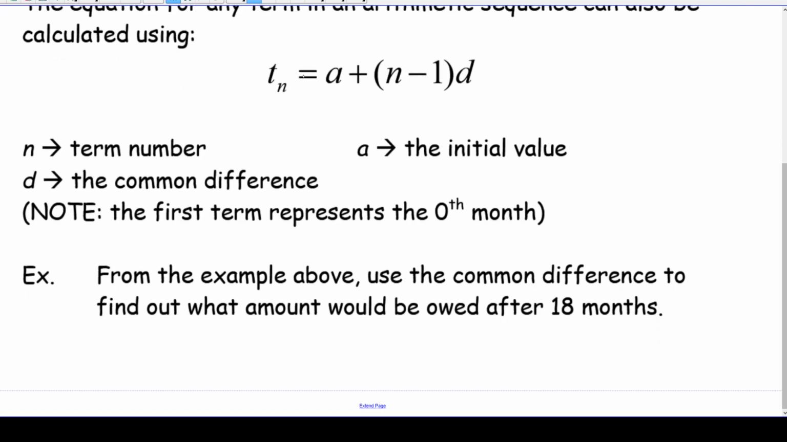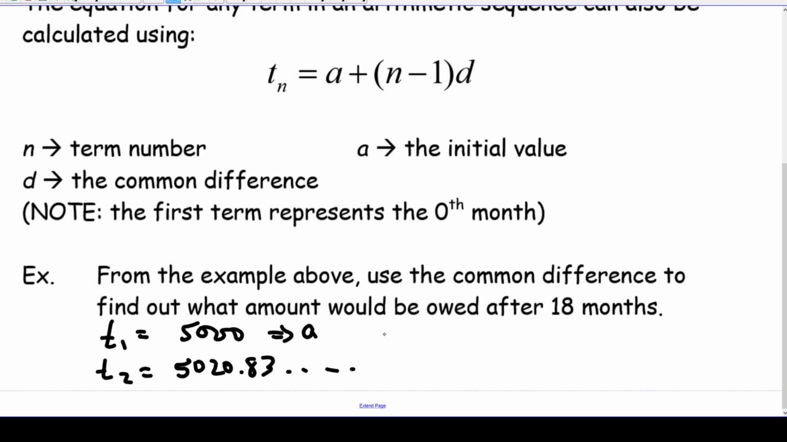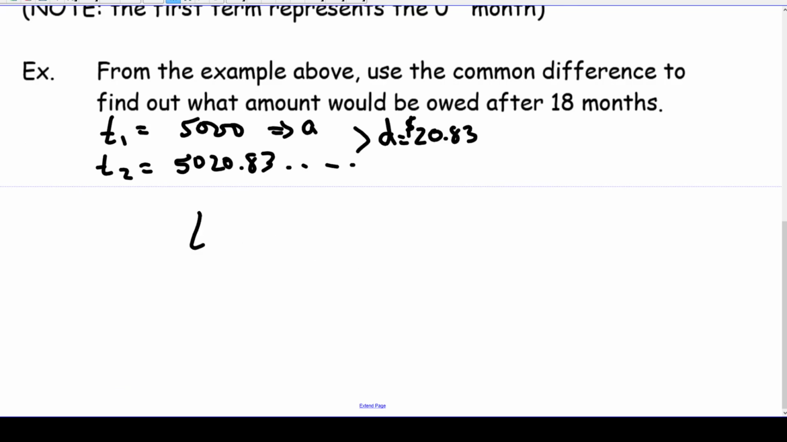So the way this would work is that our T1 would be our $5,000. Our T2 is our 5,020.83, and on and on and on. T3 would be the next one, right? Well, this is our A value, and our common difference, which is our first difference, is 20.83. So that means that Tn is equal to 5,000 plus n minus 1 times 20.83.